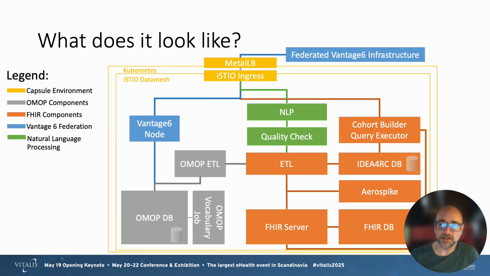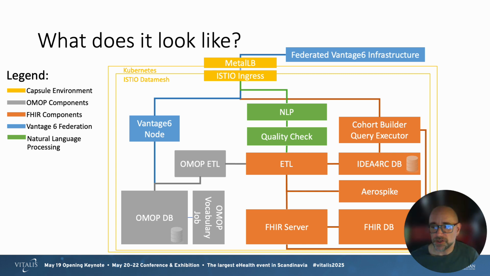But what does an IDEA4RC capsule actually look like inside? As you can see, there are quite a number of components. The orange ones are the FHIR related ones, the gray ones are the OMOP related ones, the yellow is the capsule environment, so Kubernetes, Istio, the ingress gateway and all of that, and in blue there's the Vantage 6 part, which is used for the federation of the infrastructures.